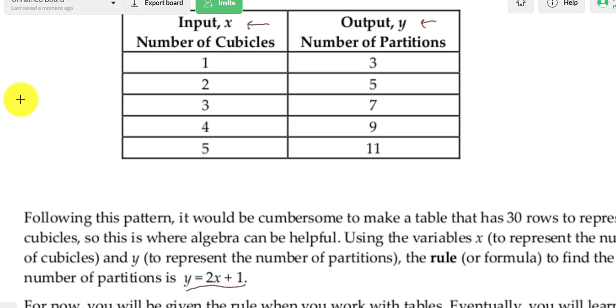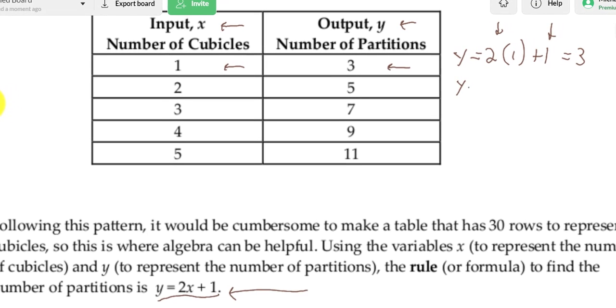So the input was the number of faculty members. So if I put y equals 2 times 1 faculty member plus 1, right? Remember, I'm using this equation down here. I just replaced the x with the input. You get 2 times 1 is 2, plus 1 is 3. And look at that. It worked. Let's try it again. Y equals 2 times, instead of using x, we're replacing the x with 2, plus 1. So we know 2 times 2 is 4, plus 1 is 5. It worked.